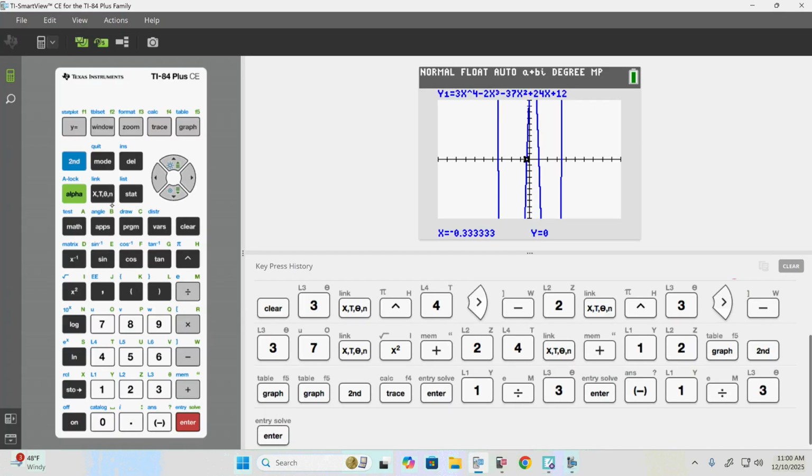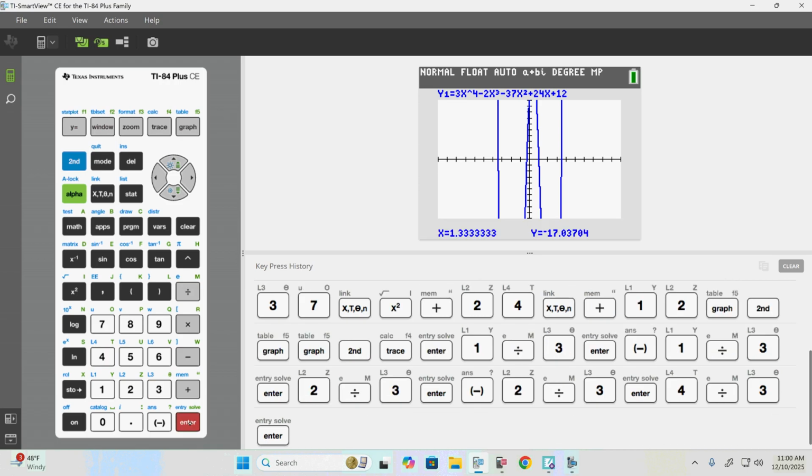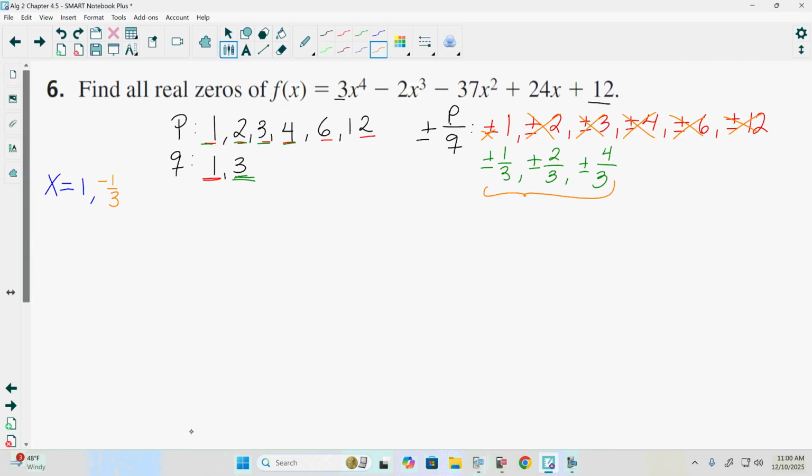Then hopefully we could say 2/3 is a solution. Unfortunately, it's not. Negative 2/3 doesn't give me a y value of 0. 4/3 doesn't work, and negative 4/3 doesn't work. So our only 2 solutions for this here are 1 and negative 1/3.